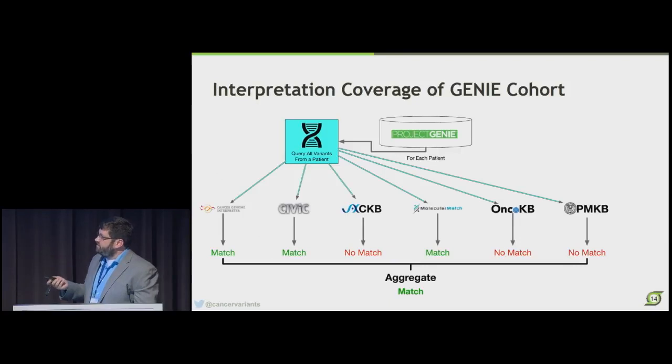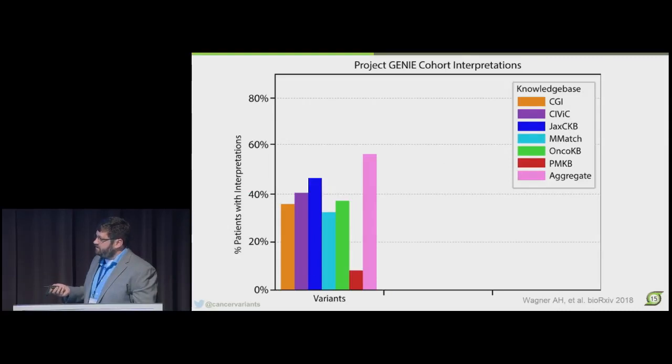What we did is we took those data and we queried all of the variants from a given patient across the 6 harmonized knowledge bases. If there was an interpretation for any of the variants observed in a patient, we said that there was a match to that patient in that knowledge base. Then if at least one of those 6 knowledge bases contained a match, we said in aggregate there was also a match. After tallying that, we observed somewhere around 30 to 40% on average for each one of these individual knowledge bases in identifying interpretations from this cohort. And in aggregate, we were closer to 57, 58%.